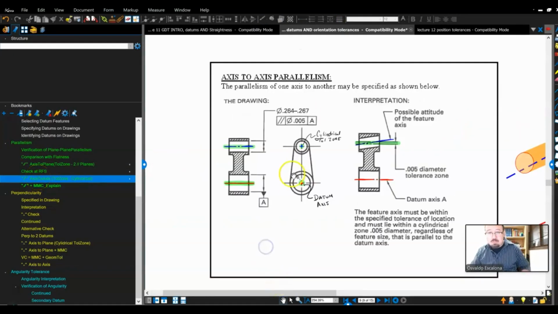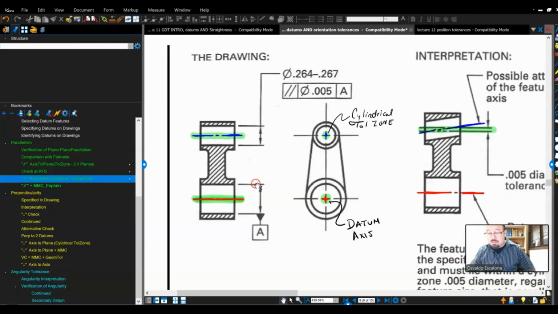For example, this one is, I am controlling a feature of size. I have a feature of size because it has a dimension and then I put it there. As soon as I do it on a feature of size, it generates an axis. So my datum is an axis. And I am controlling another feature of size using parallelism. And I say parallel to datum A. So in other words, I'm controlling an axis to another axis.